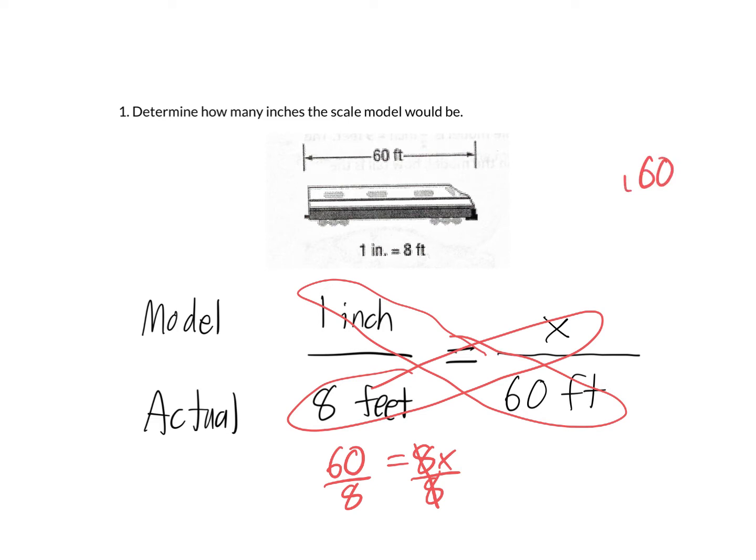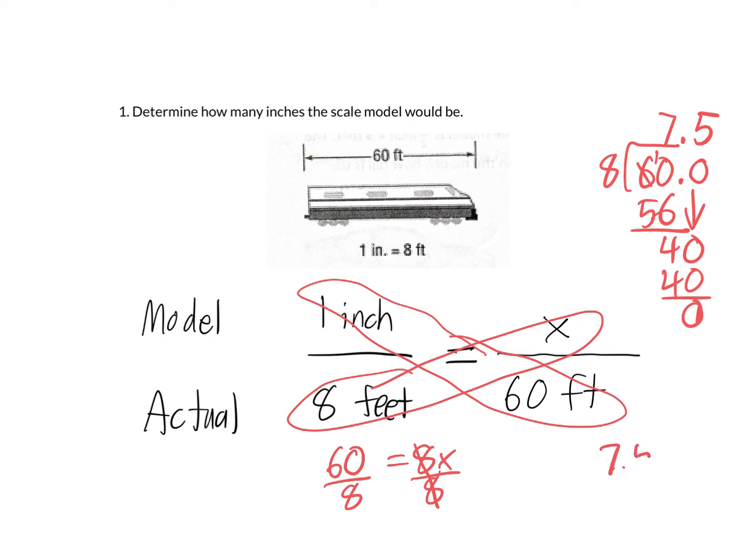So now I have 60 divided by 8. And I have 7 because that's going to give me 56. Add a decimal because I ran out of numbers. And my answer here is going to be 7.5 inches. And that is the answer to this problem.